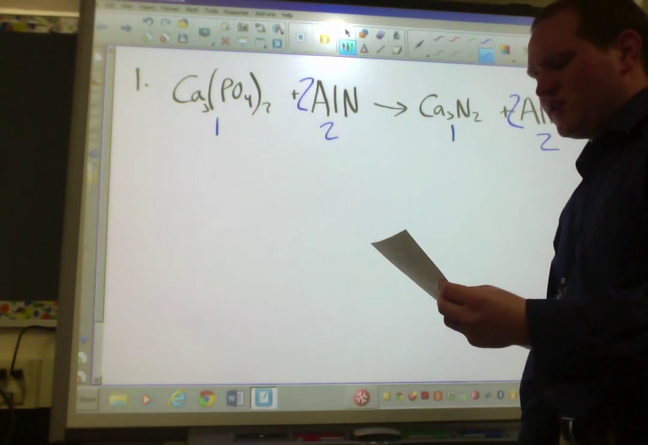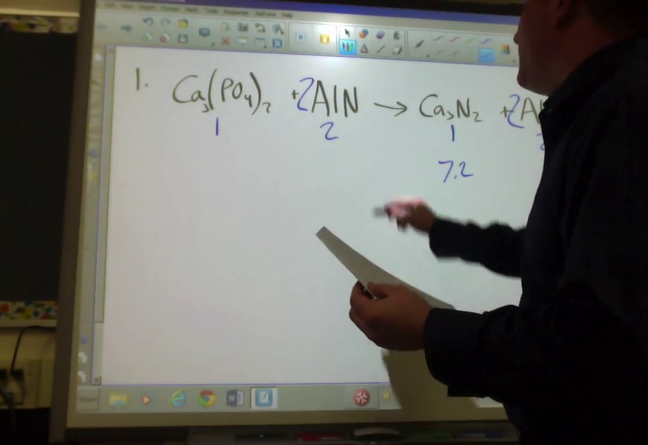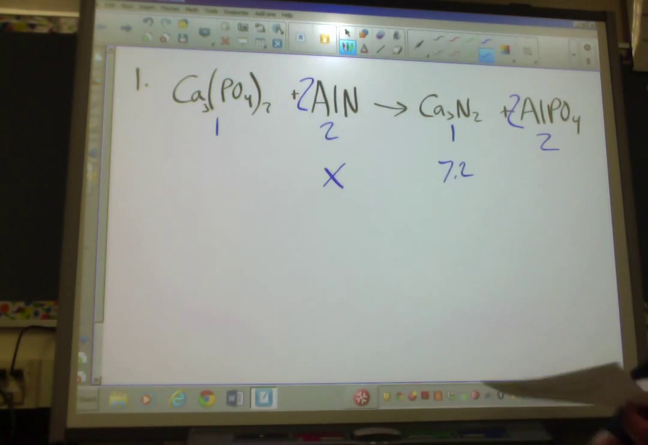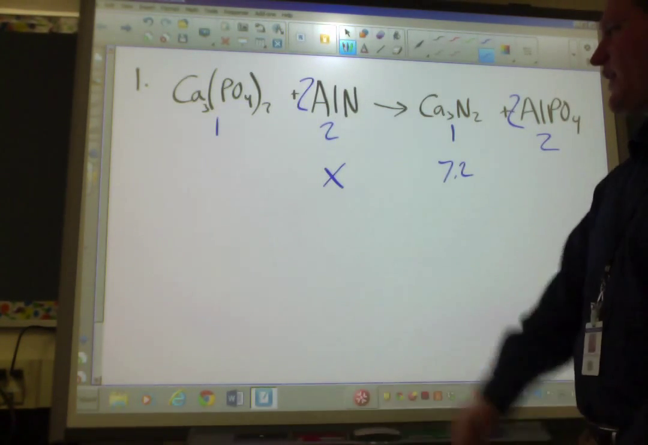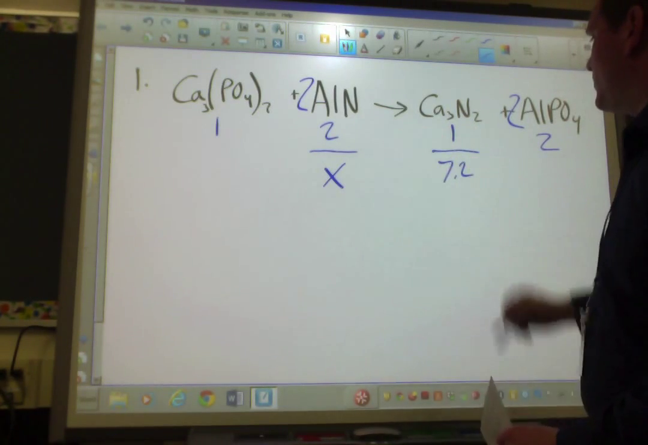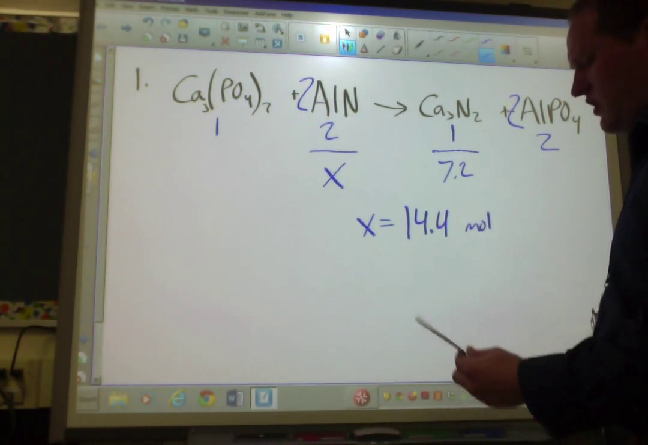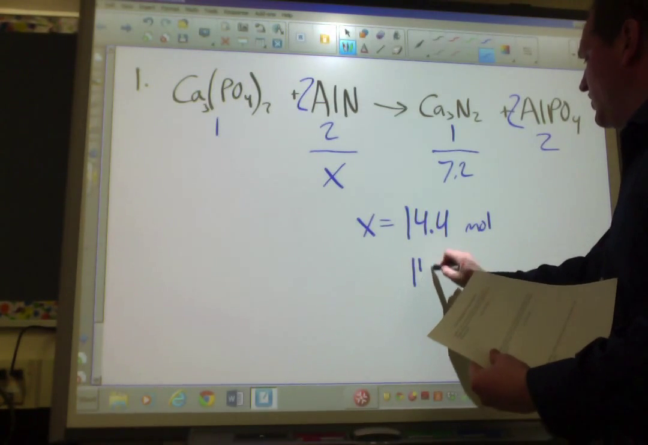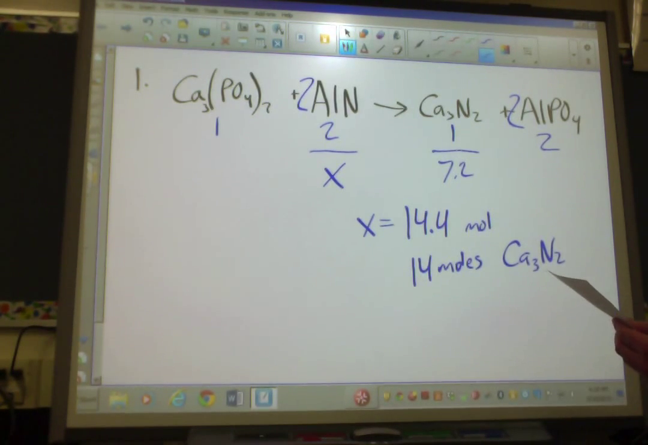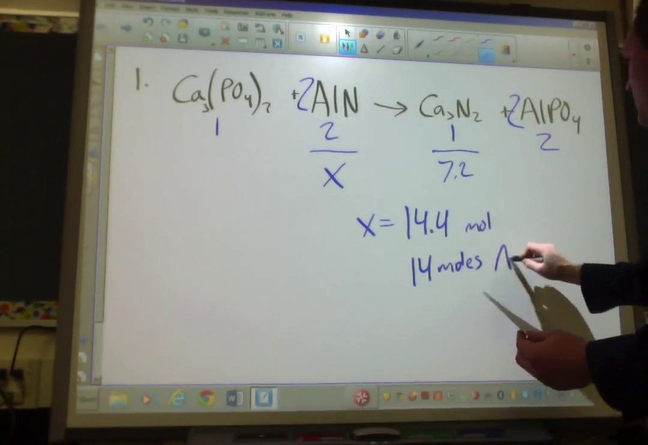So the problem tells me I produce 7.2 moles of calcium nitride. How many moles of aluminum nitride must have reacted? So there's my X. And since I'm looking for moles, this is what I call a moles in, moles out problem, or just a mole ratio problem. Very easy. We don't have to do anything with grams. 2 over X equals 1 over 7.2. Cross multiply, so you get 1x equals 2 times 7.2. So that's going to be 14.4 moles. But you can see I only gave you 2 sig figs, so we're going to call it 14 moles. Oops, I'm sorry, moles of aluminum nitride, that's my X, AlN.